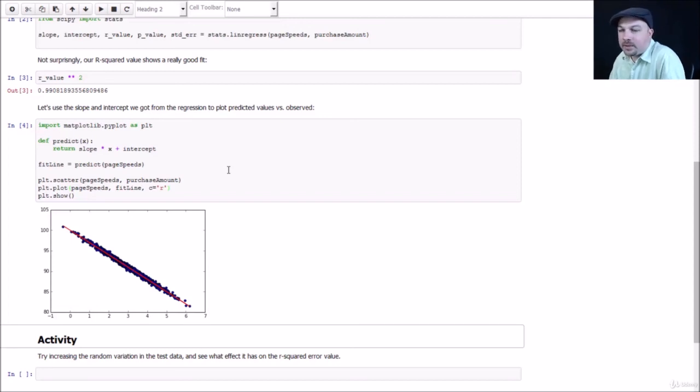So, time to get your hands dirty. Try increasing the random variation in the test data and see if that has any impact. Remember, the R-squared is a measure of the fit. How much do we capture the variance? So the amount of variance, well, see if it actually makes a difference or not.